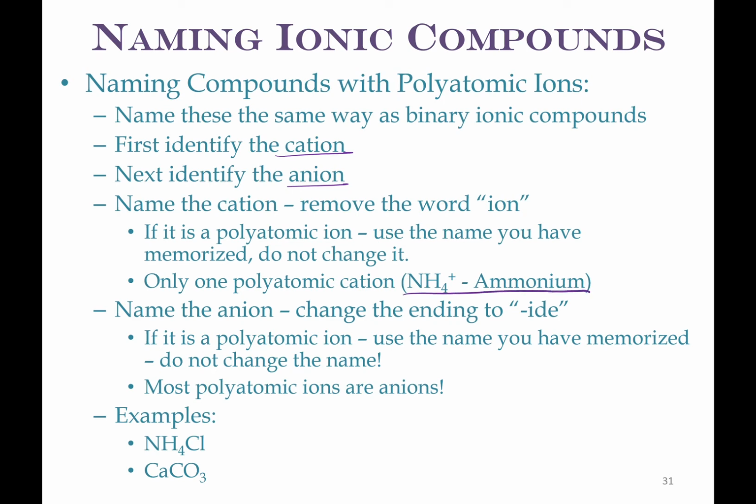But then to name the anion, you change the ending to "ide" only if it's not a polyatomic ion. If it's a polyatomic ion, you just use the name that you memorized. So most polyatomic ions are anions, so that's helpful. Here we have ammonium, and we have chlorine, which became chloride, so we have ammonium chloride. Here we have calcium, and we have carbonate, so calcium carbonate. It's actually pretty simple.